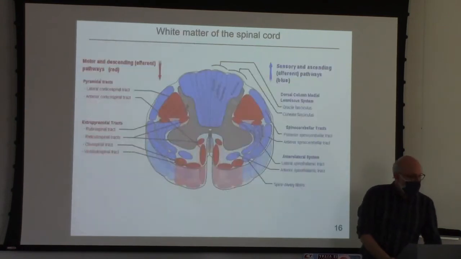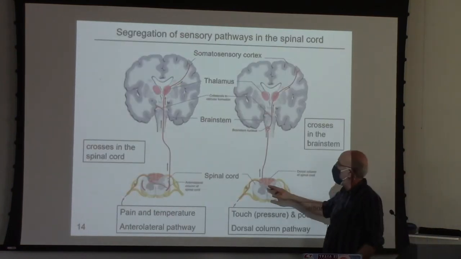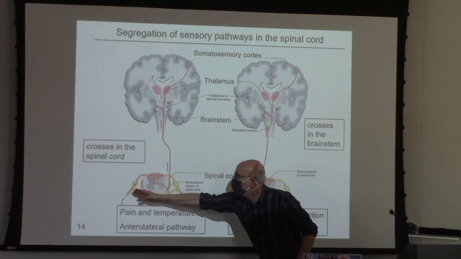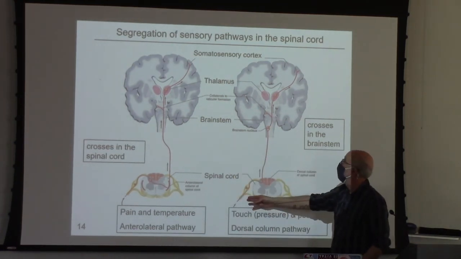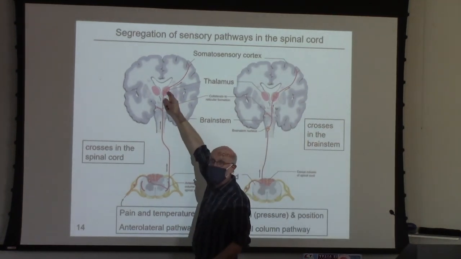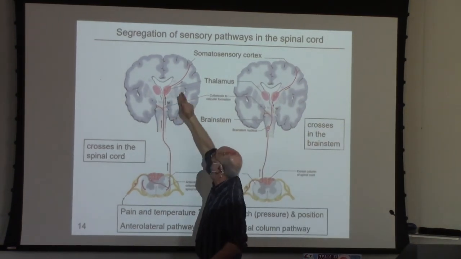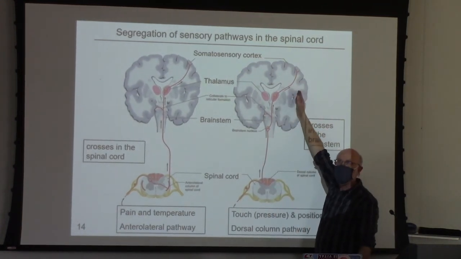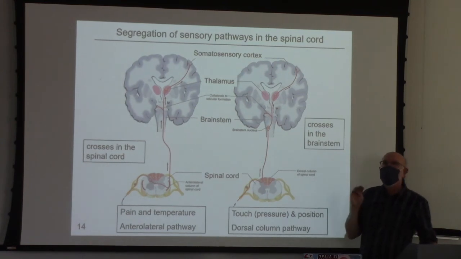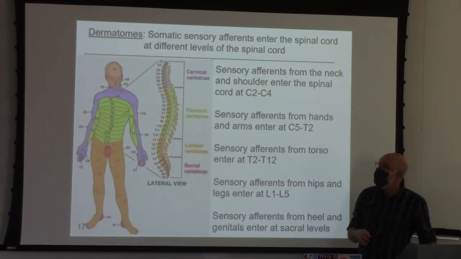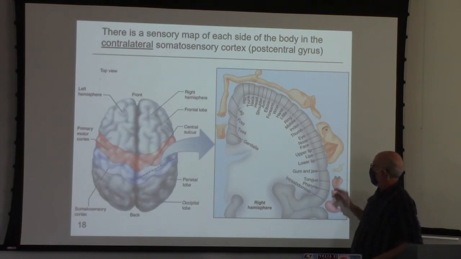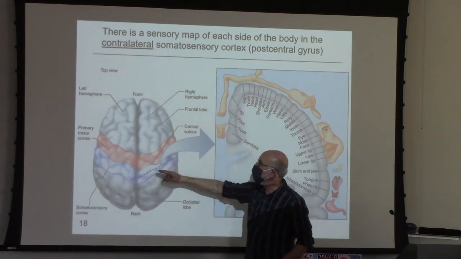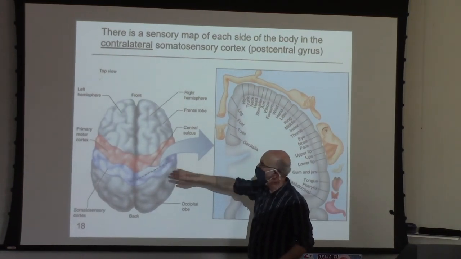Okay, so I want to go back a few slides. Information from the right side, both pain and temperature and touch and pressure, ends up in the contralateral thalamus, and is now going to go to the contralateral somatosensory cortex. And now the concept that I want to introduce is that there is a map of the body on the somatosensory cortex.